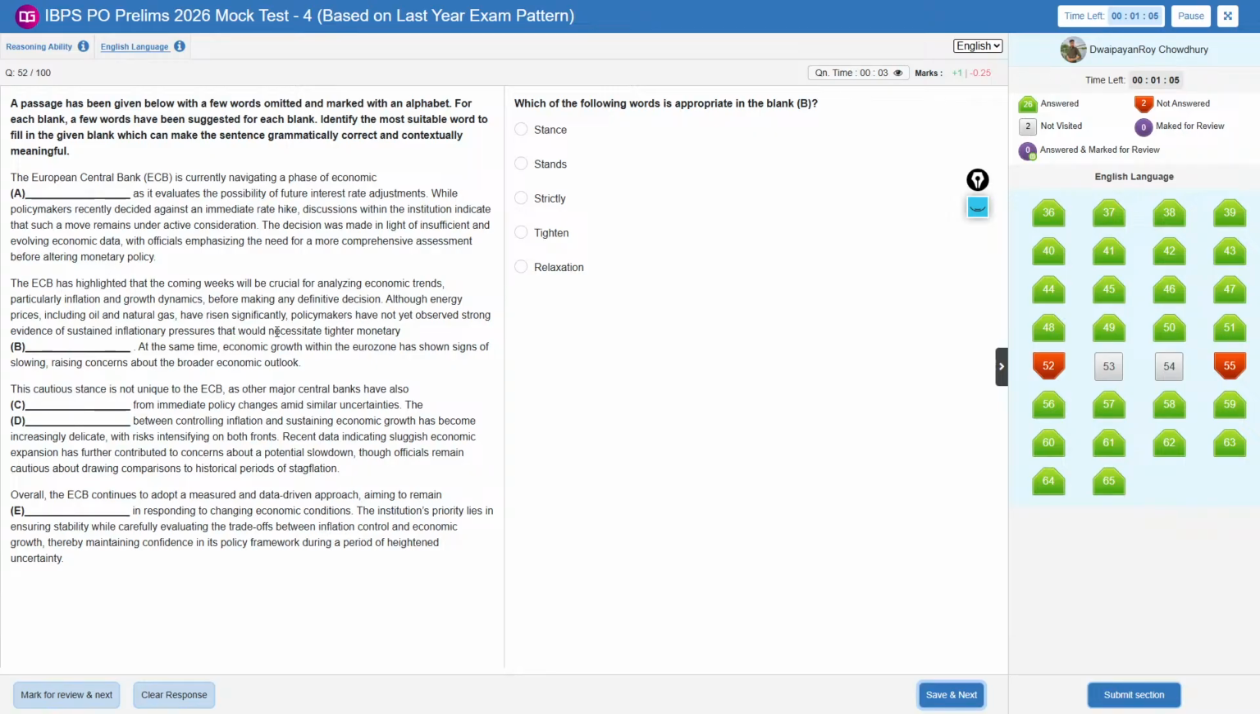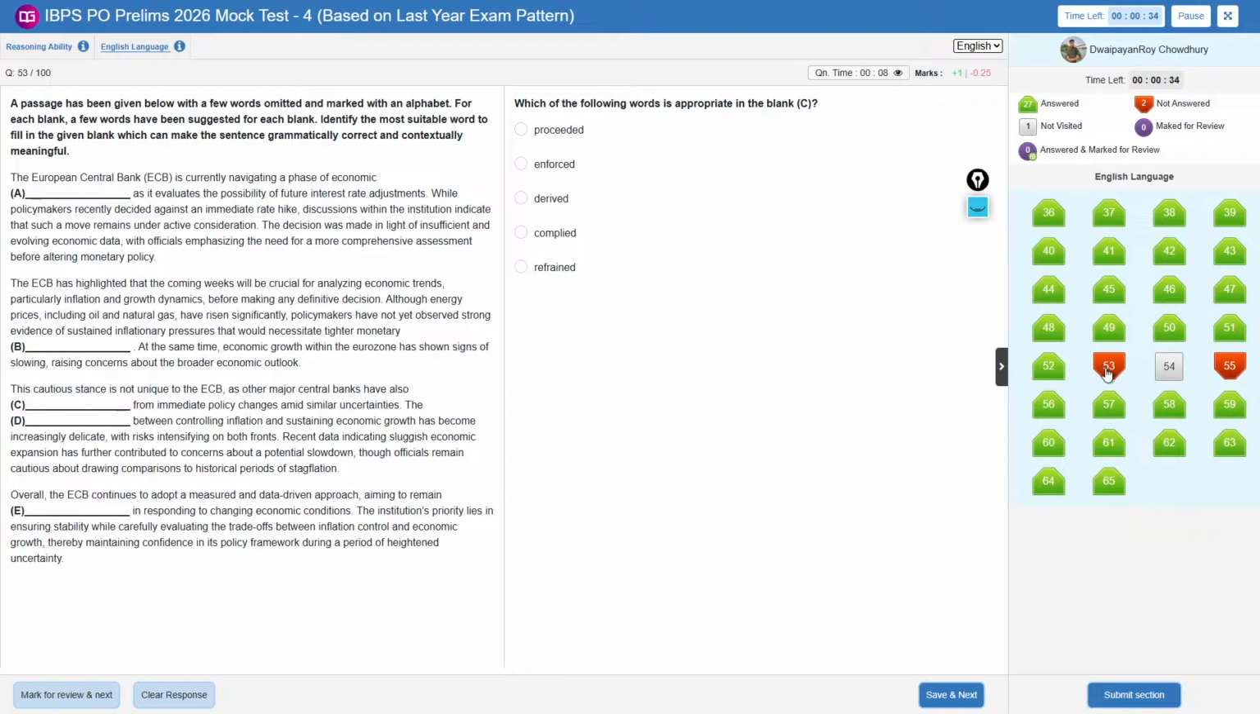Okay, that would necessitate a tighter monetary policy, a tighter monetary stance. Okay, C, this cautious stance. So previous one, stance.